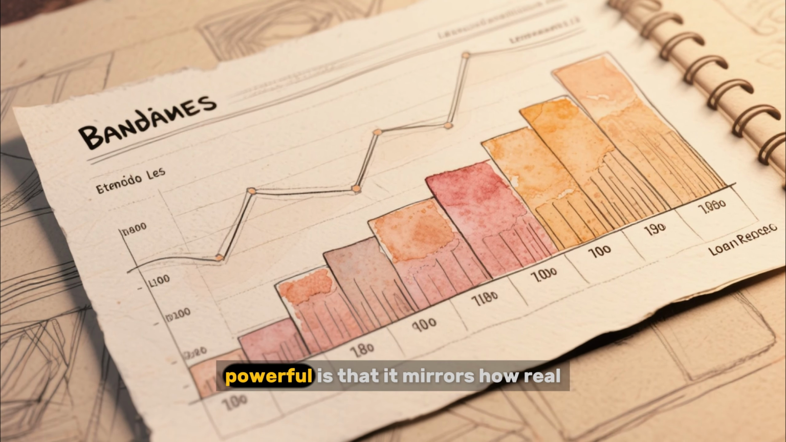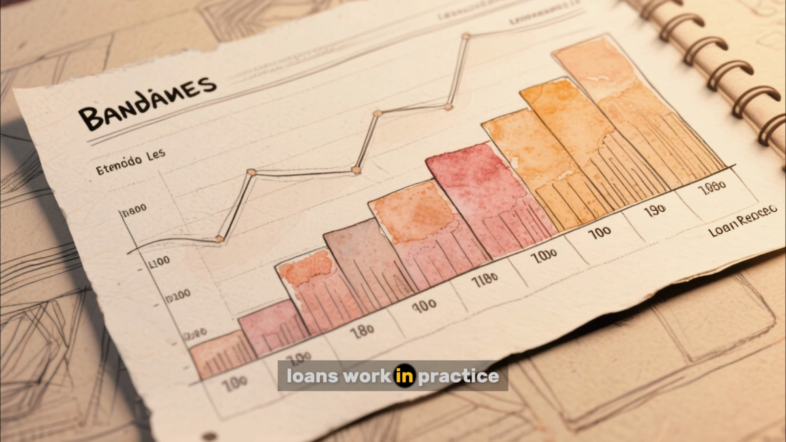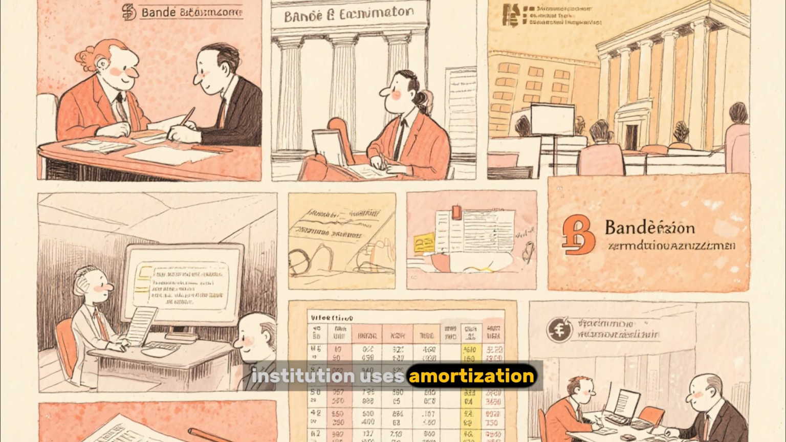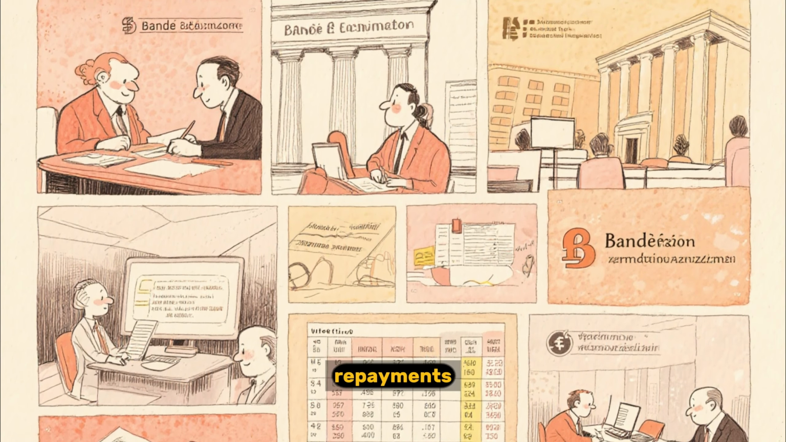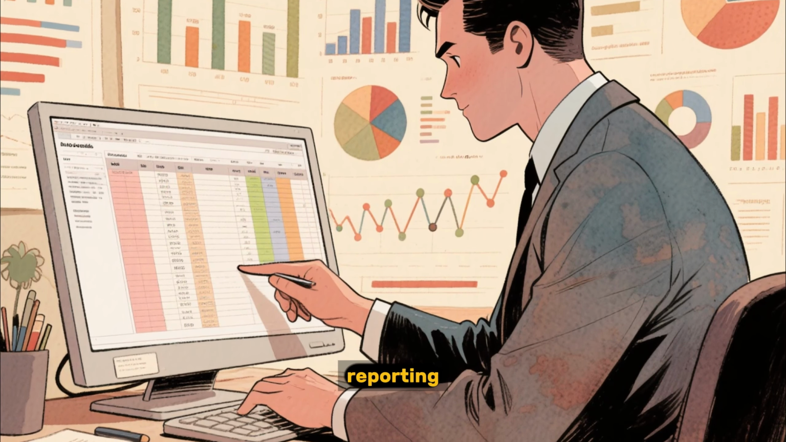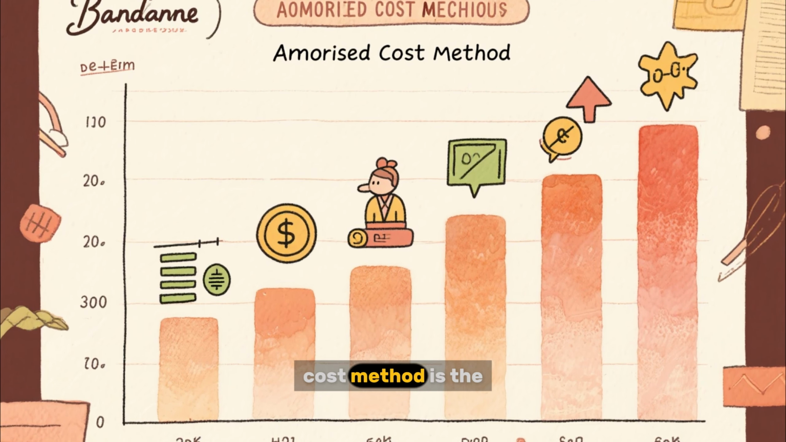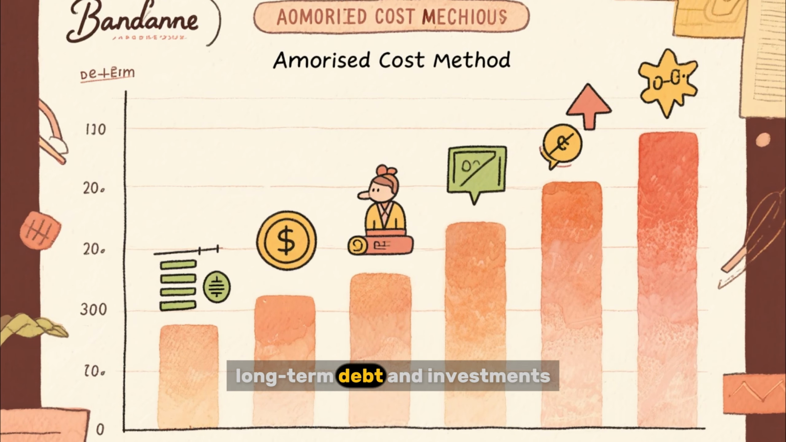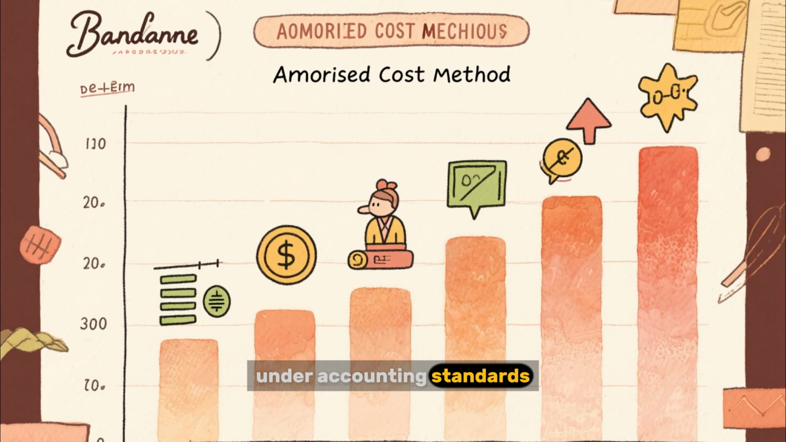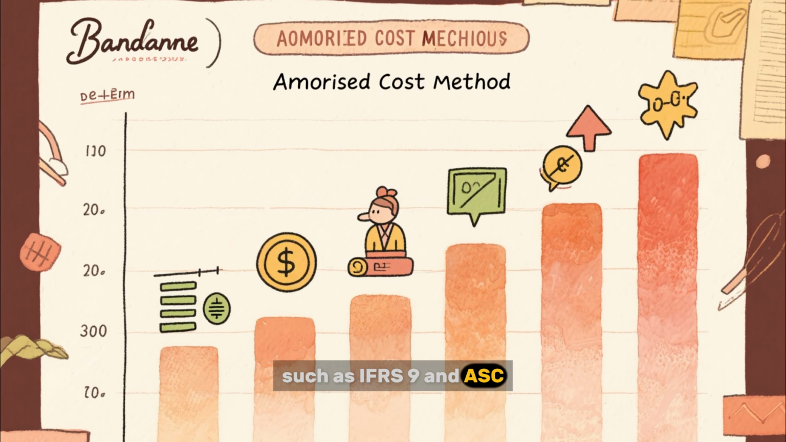What makes this method powerful is that it mirrors how real loans work in practice. Every bank, mortgage lender, and financial institution uses amortization schedules to calculate repayments. They do this not only to ensure consistency, but also to keep accurate financial reporting. That's why the amortized cost method is the preferred approach for long-term debt and investments like bonds or lease liabilities under accounting standards such as IFRS 9 and ASC 310.